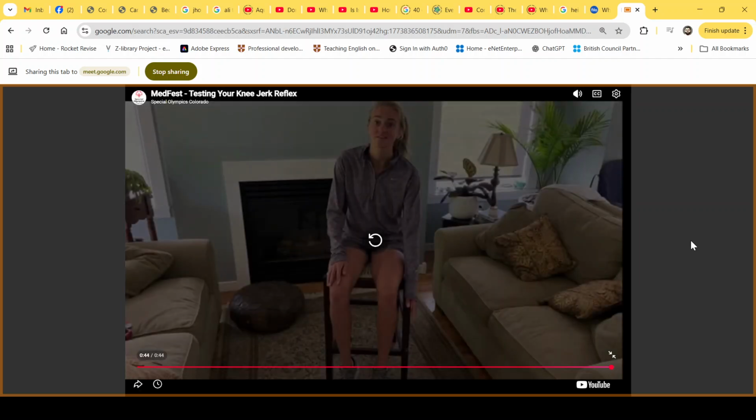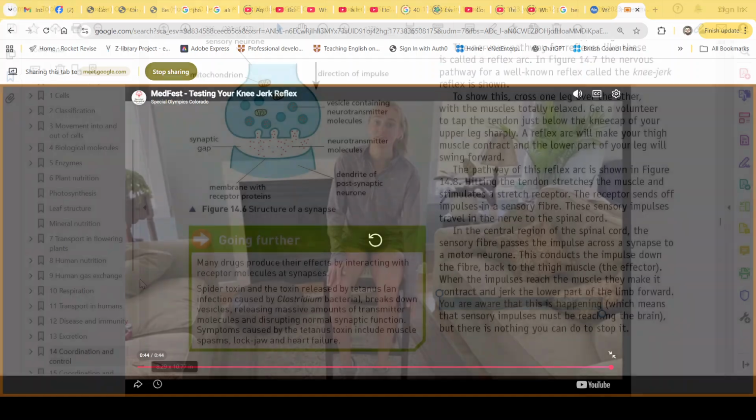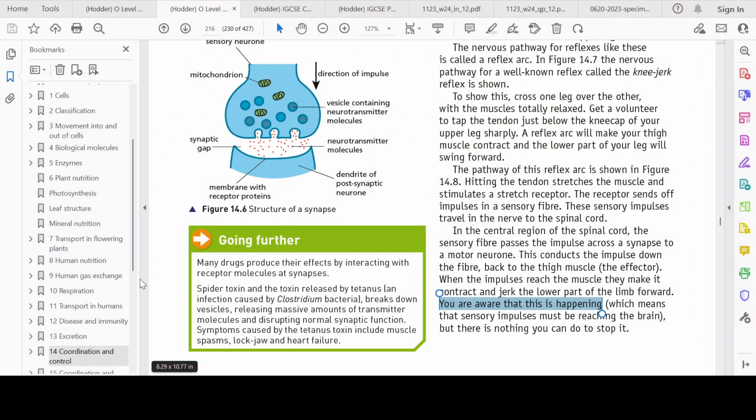Okay, so you saw that her foot was moving forward. Did you notice that? That is the knee-jerk response. And that is involuntary, that is a reflex response, even though she is very much conscious. She is doing it herself with her own hand, but she cannot stop the knee from jerking. She cannot stop her foot from moving forward. So that is a knee-jerk reaction, and that is a reflex action.